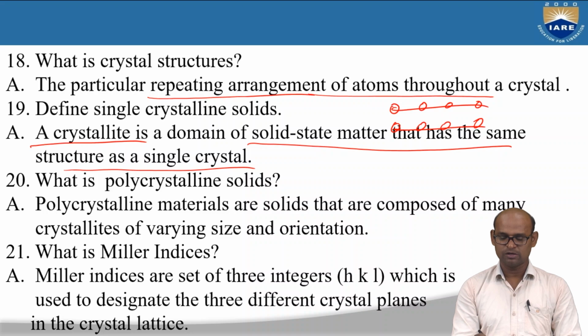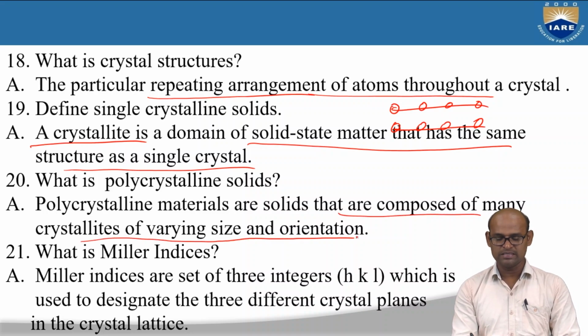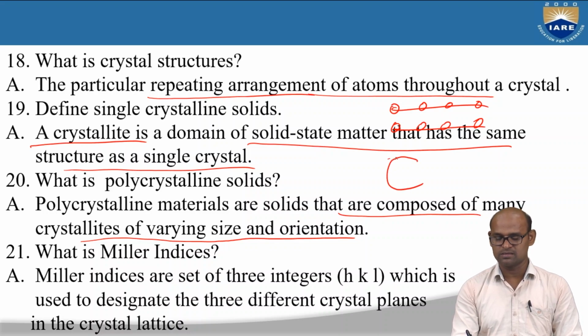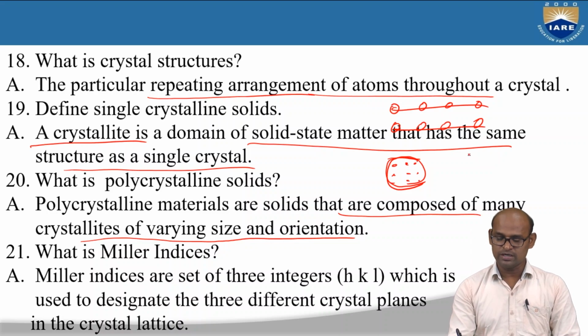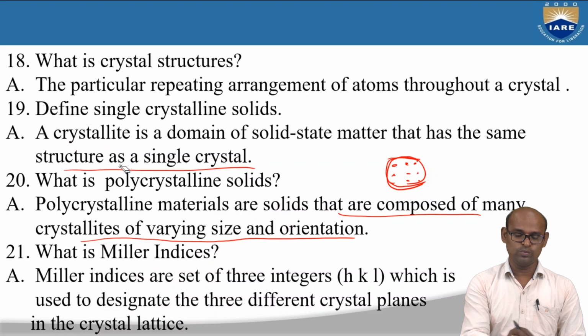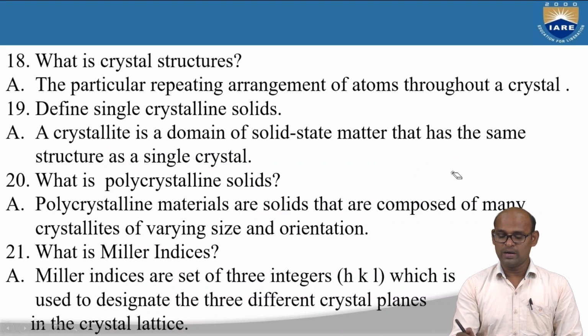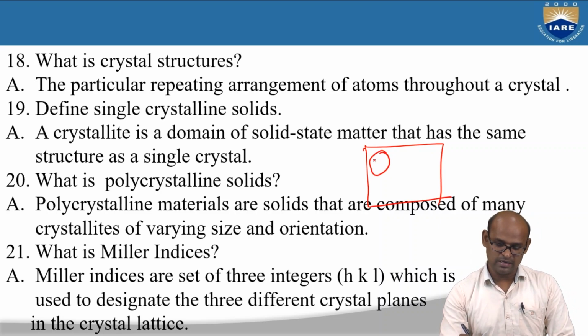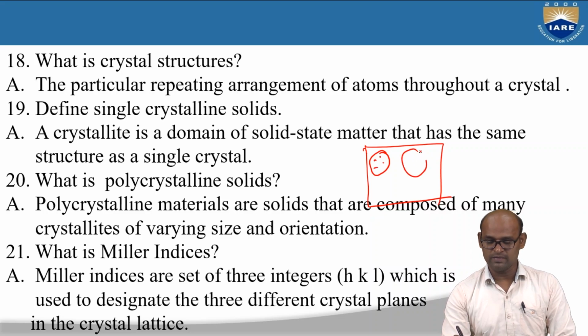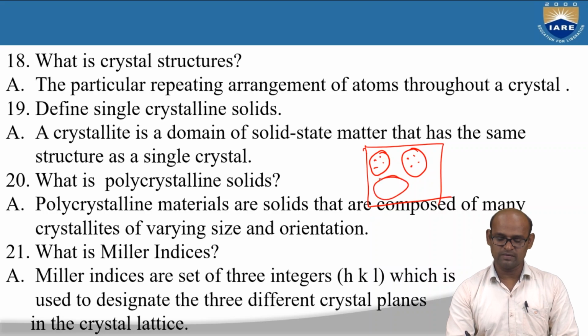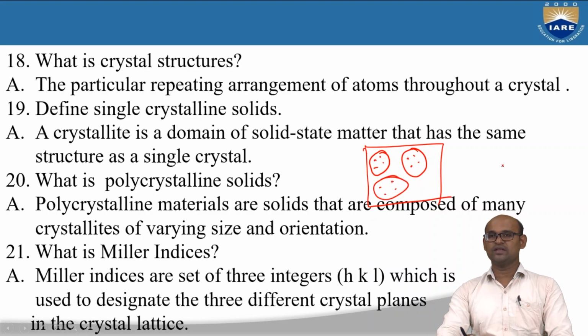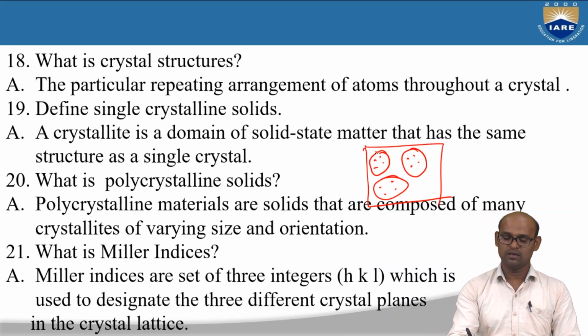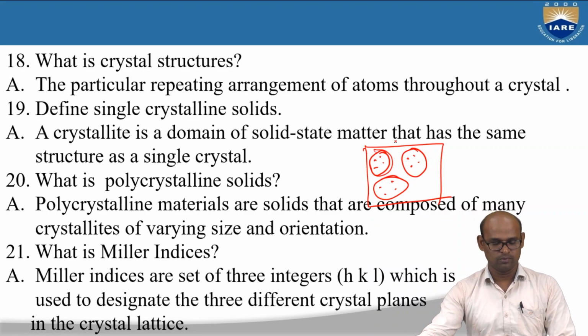Polycrystalline materials are solids that are composed of many crystallites of varying size and orientation. A crystallite is nothing but a small volume in which you have regular periodic arrangement of atoms. In a polycrystal, there is no periodic arrangement throughout the crystal, but there are crystallites present in it. Somewhere the atoms are regularly arranged here, then there is another crystallite, again with regular arrangement of atoms, and another crystallite. But throughout the crystal there is no regular arrangement of atoms, only local order within the crystallites. That is called a polycrystalline solid.